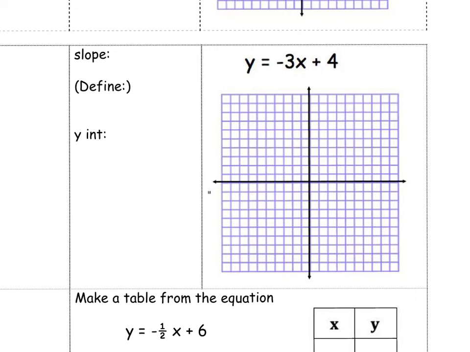Our next example you should be able to do on your own. So you should pause the video and then come back to check your answers with me. First, start by identifying your slope. Then identify your y-intercept, and then go ahead and graph. Pause the video, complete this on your own, and then we'll check this together.